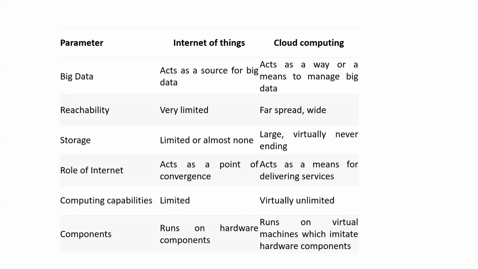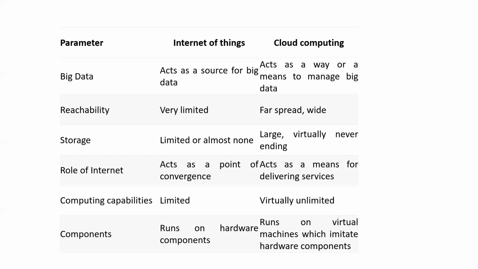The role of internet in Internet of Things is that it is a point of convergence. So it is required here, but cloud computing provides these services to the user. Computing capabilities, obviously, are limited with Internet of Things, but they are virtually unlimited with cloud computing, and hence you can use cloud computing for Internet of Things.